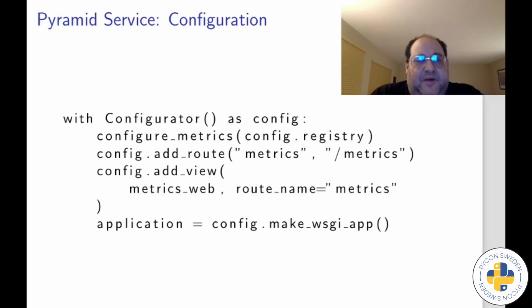Here I'm adding a route /metrics, and I attach it to my function metrics web. And I also put in some configuration in the config registry where Pyramid keeps global configuration. And then I create the WSGI app, and that's what's going to be served eventually. But again, your choice of WSGI server: Unicorn, Twisted Web, uWSGI, whatever you want.